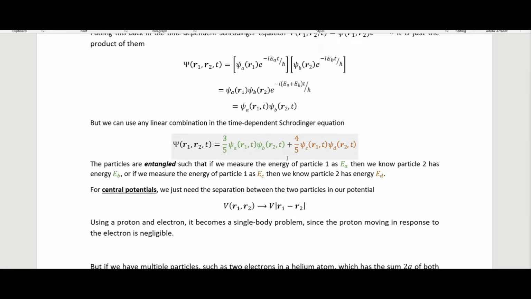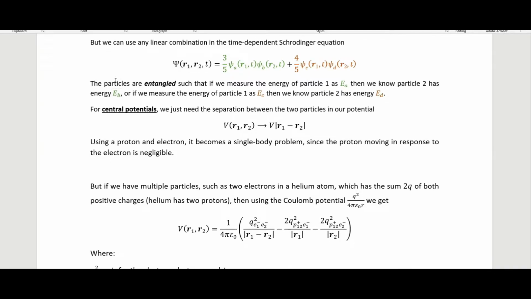On the other hand, these have these coefficients out here telling us about the probability of getting each one of these. So there's this probability of taking a measurement and finding this C state right here, which would be this energy E sub C, and then we would know, because it's entangled with this other particle, that that would have this energy E sub D here.